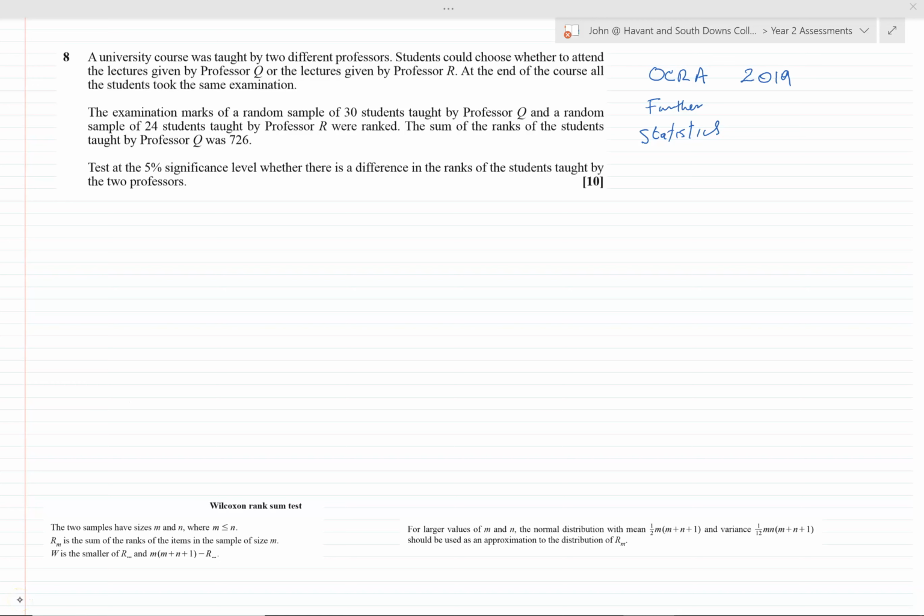Okay, so this video covers question 8 of the OCR 2019 Further Stats paper. The test required is a non-parametric test called the Wilcoxon Rank Sum Test. There's a number of things that point in that direction. I suppose the most basic of these is non-mathematical at all.